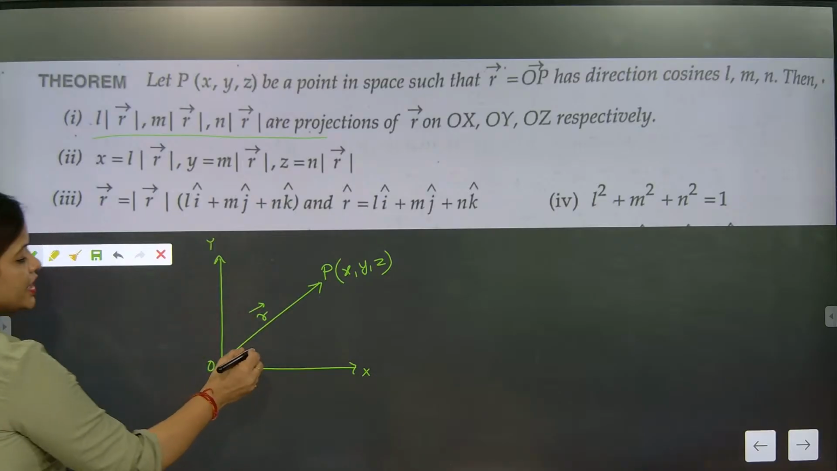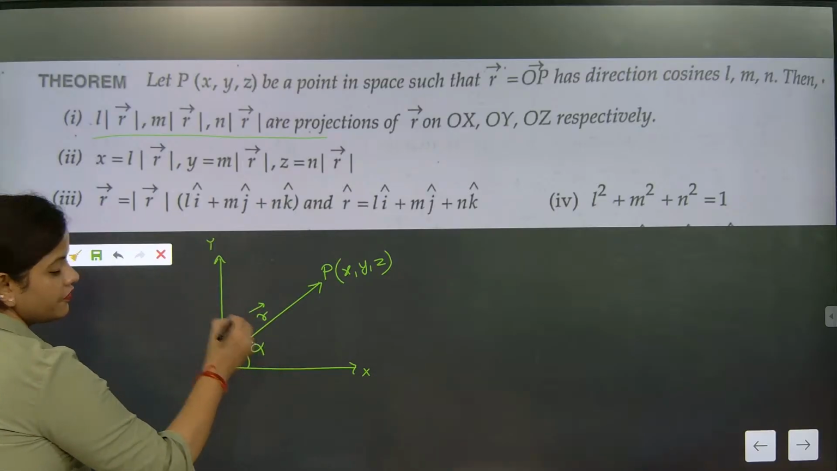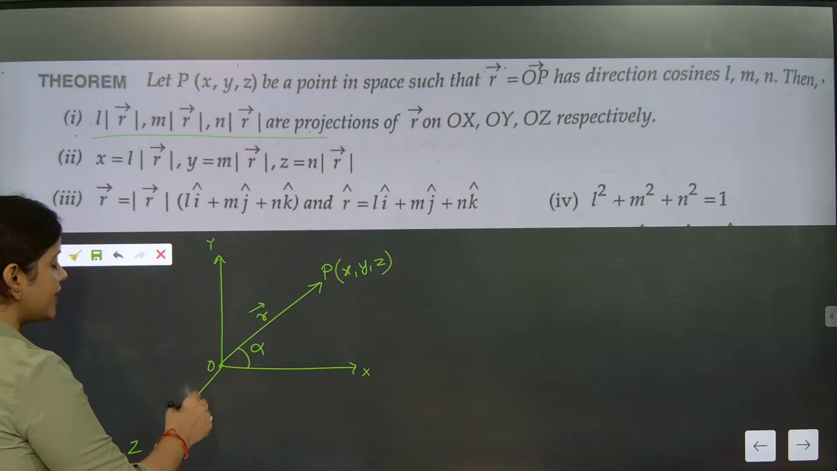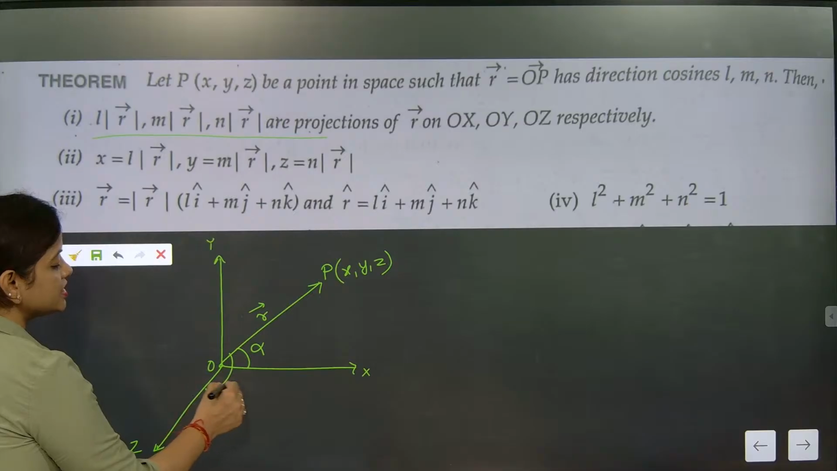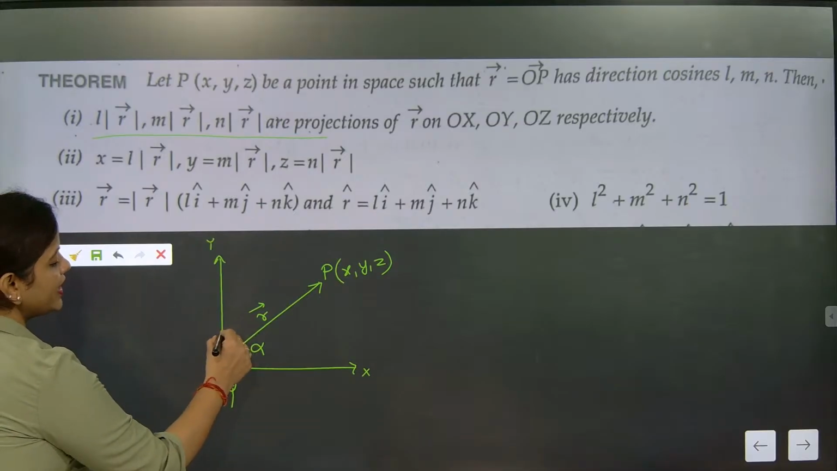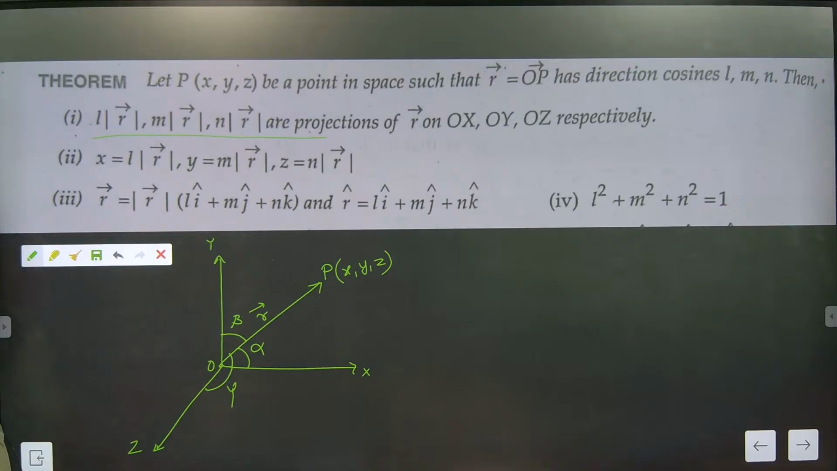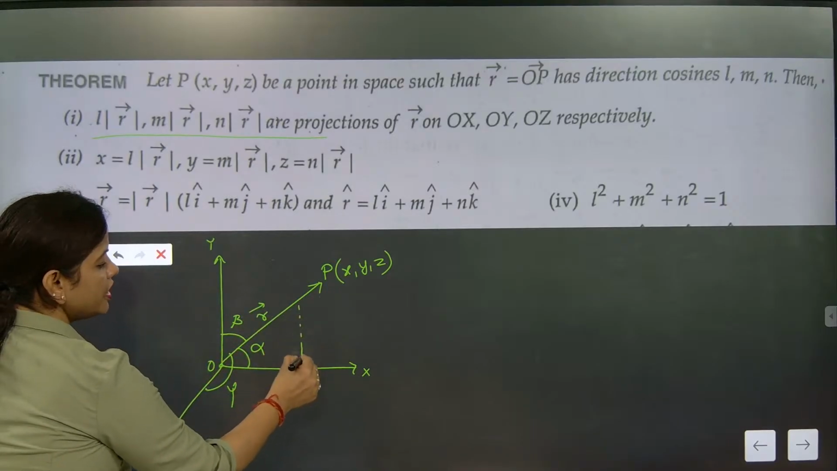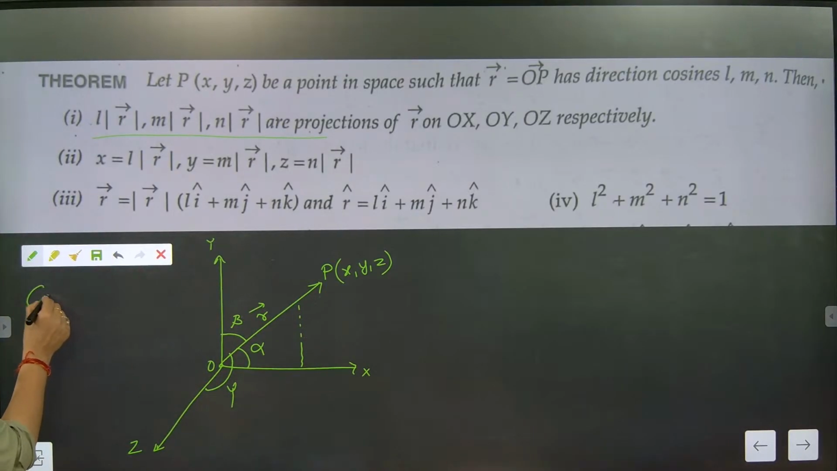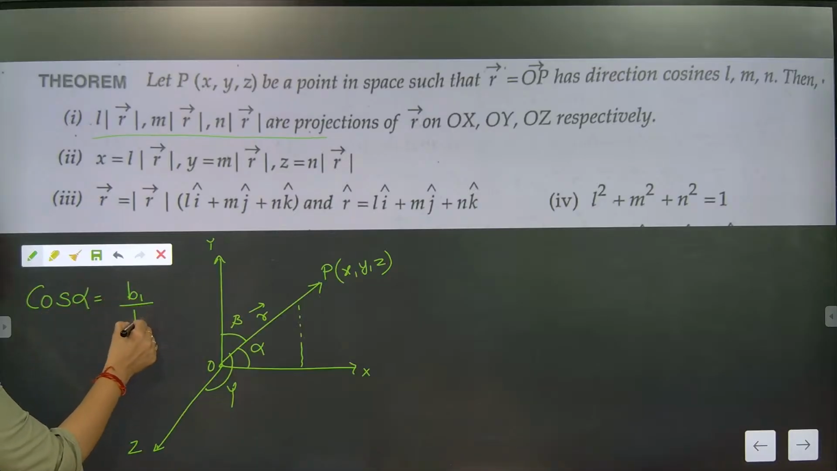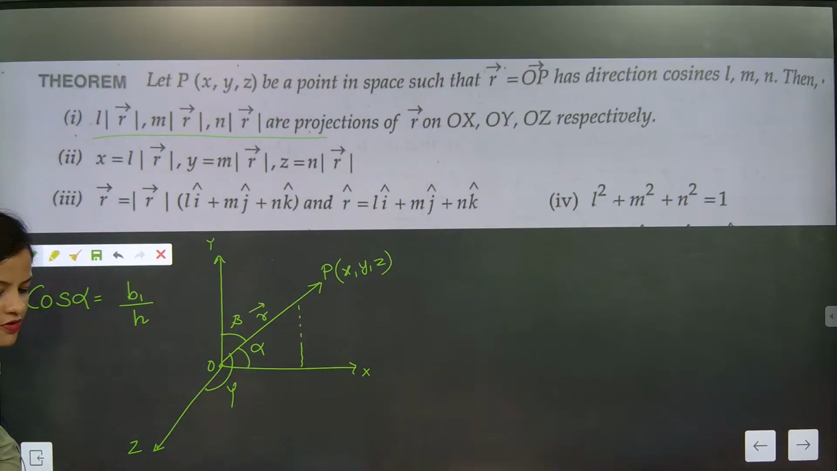Got it? Now beta, it will make some angle, alpha, with the x-axis. After that, it will make an angle with the y-axis and z-axis: gamma with the z-axis, and with the y-axis it is beta. Done? Yes. Then what did I teach? I taught a very important point: cos alpha is base by hypotenuse. Base by hypotenuse is the formula, na? Cos alpha is nothing but base by hypotenuse.